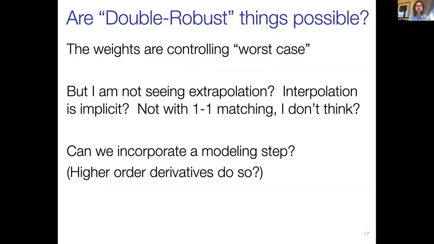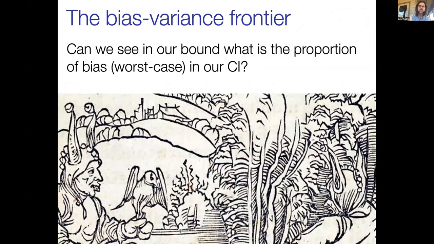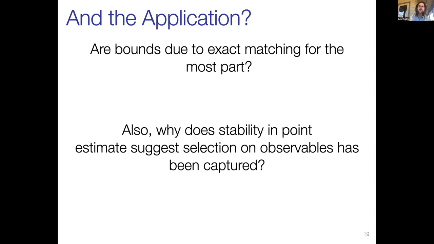It seems so important. And then finally, with the bias variance frontier, there's that delta parameter in the optimization. Can we actually do the calculations to see what proportion of the bias worst case is our confidence interval? That might be interesting for diagnosing what's happening with our matching. And then finally, a couple of quick questions for the application. Are the bounds... mainly I'm curious, the stability, you say that the stability in the point estimate suggests that selection on observables has been captured. I didn't quite follow that.